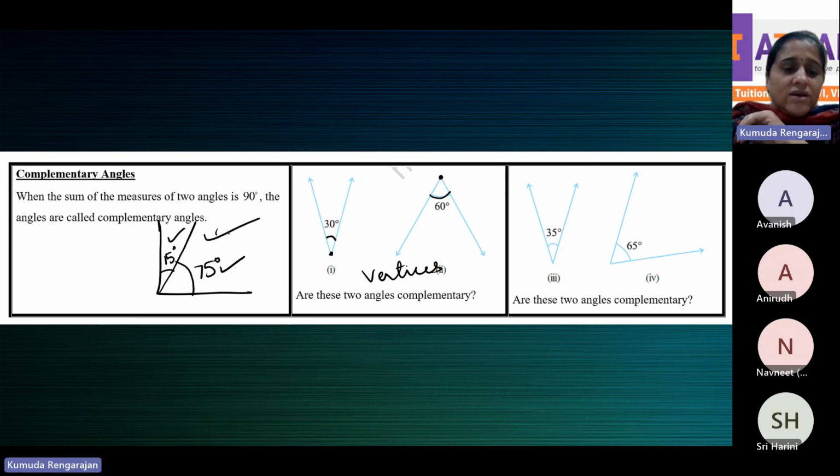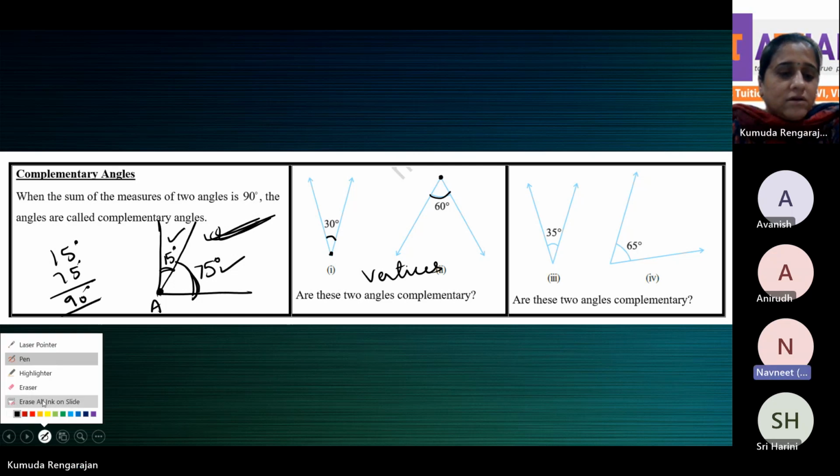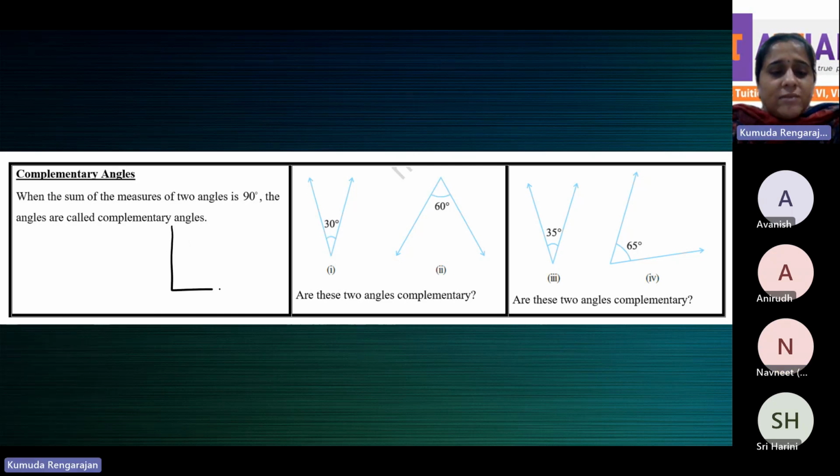Here in this figure, both the angles have the same vertex. The vertex for 15 degrees is A, and the vertex for 75 degrees is also A. That's okay. There is one angle which measures 15 degrees and another which measures 75 degrees. When I add them, I'm getting 90 degrees, so these two angles are complementary angles. Okay, ma'am, I understand. So the two angles can have the same vertex or may not have the same vertex.